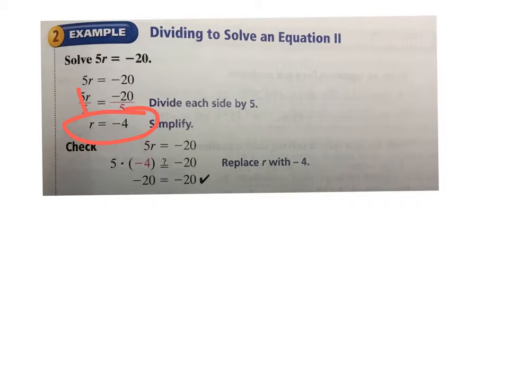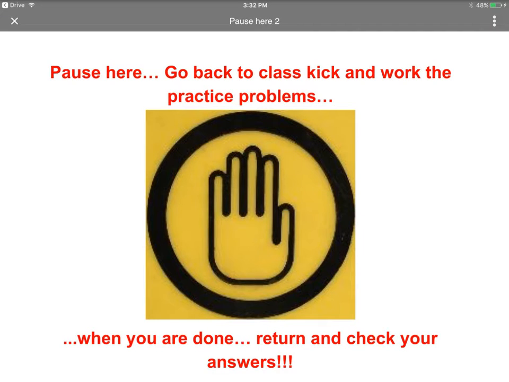And that check, remember to plug it back in. Plug back in your negative 4 into the original equation. And we find that that is true. Negative 20 equals negative 20, so my answer was correct. So again, pause, head back into class kick, and work another one. Remember, I am watching, and please come back to check.